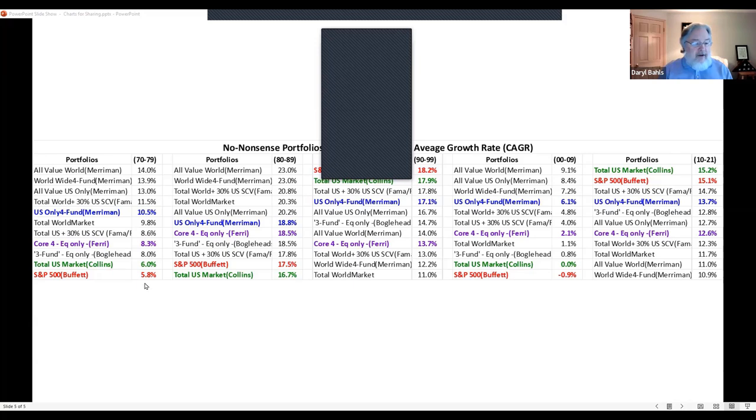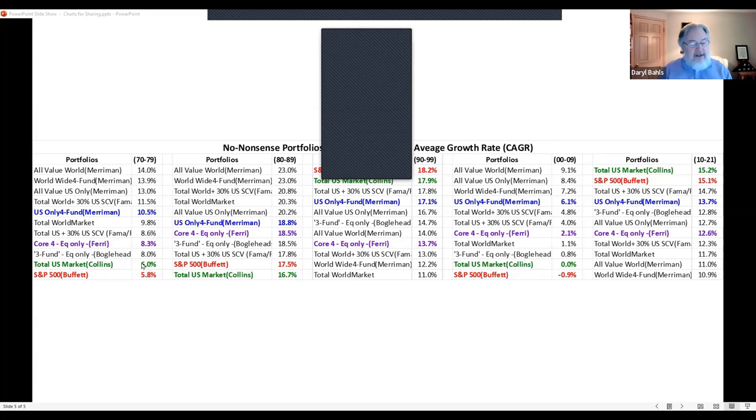The S&P 500 is at the bottom with a 5.8% compound annual growth rate. The all value worldwide is at the top with a 14% growth rate. But if you look at the four fund, it had a 10.5%. It's in the middle. It's this blue one here. And this was from 70 through 79, right. And the green down here is the total market.